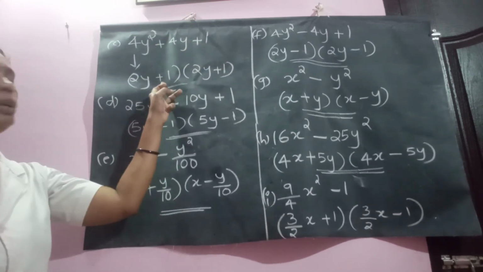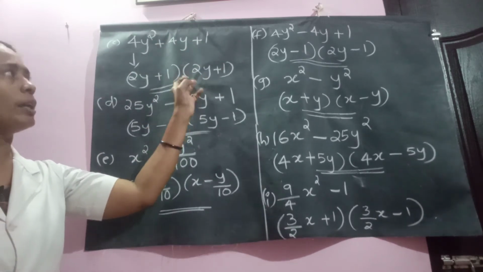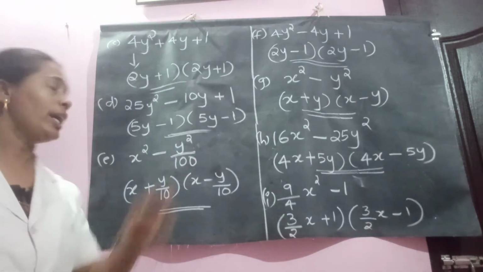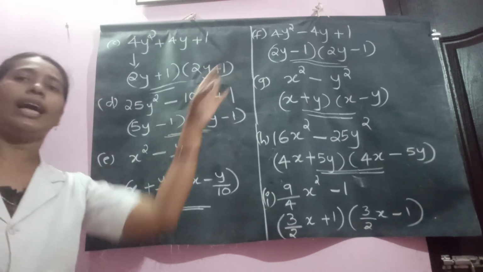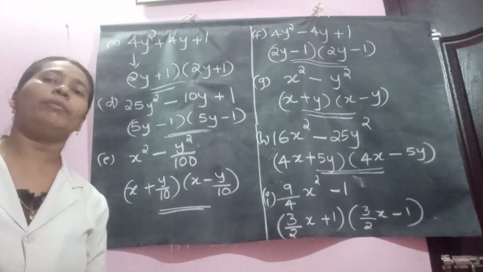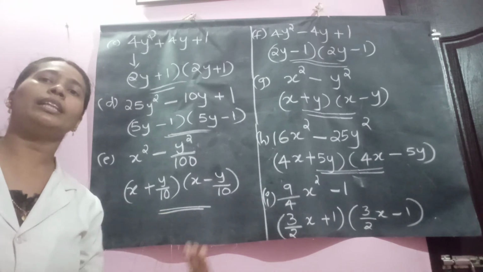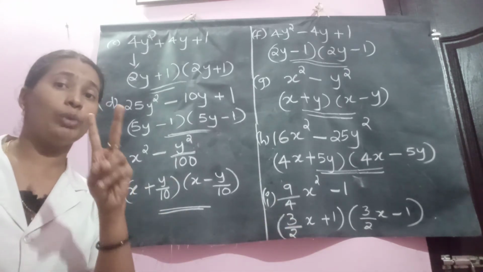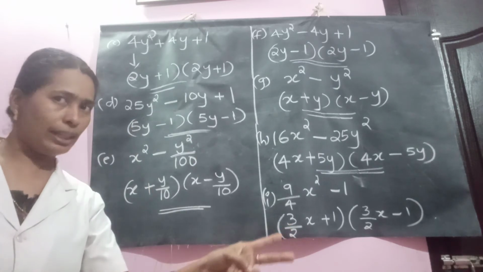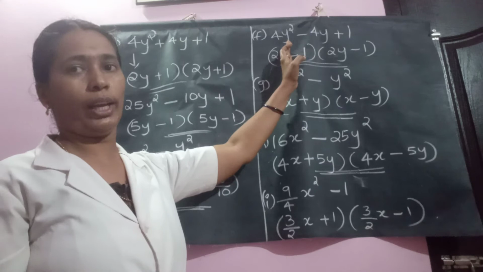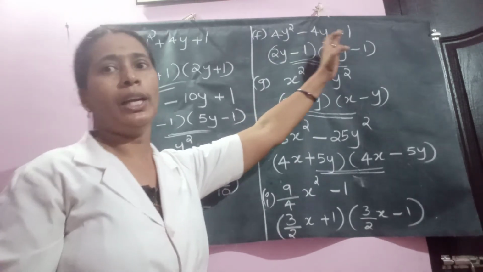So how to do? Plus 1. And here repetition, 2y plus 1. In case of splitting the middle term, either the first term or last term may not be perfect squares. That time we have to apply splitting the middle term using the sum and product method. Then we will find two numbers a and b. Isn't it? Then next one of the same type, 4y square minus 4y plus 1.